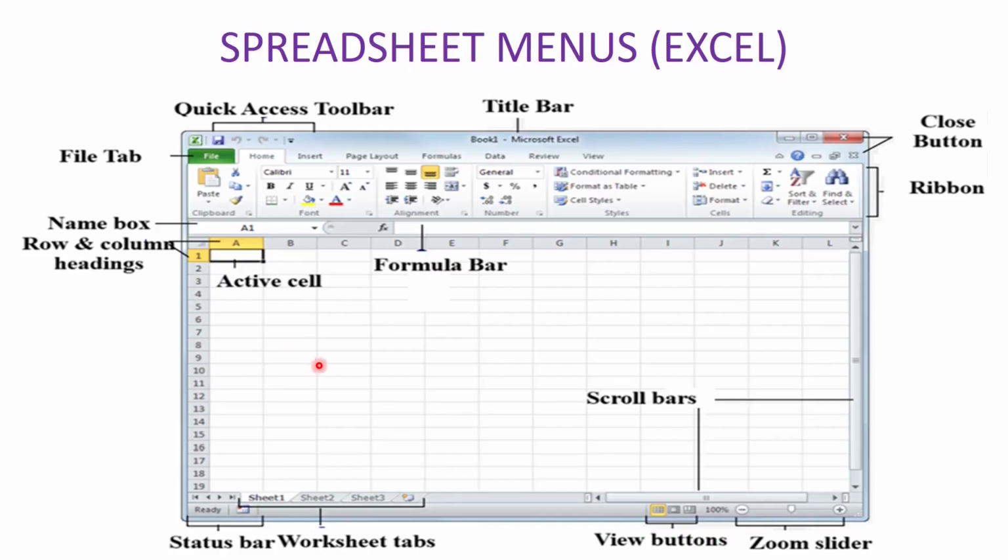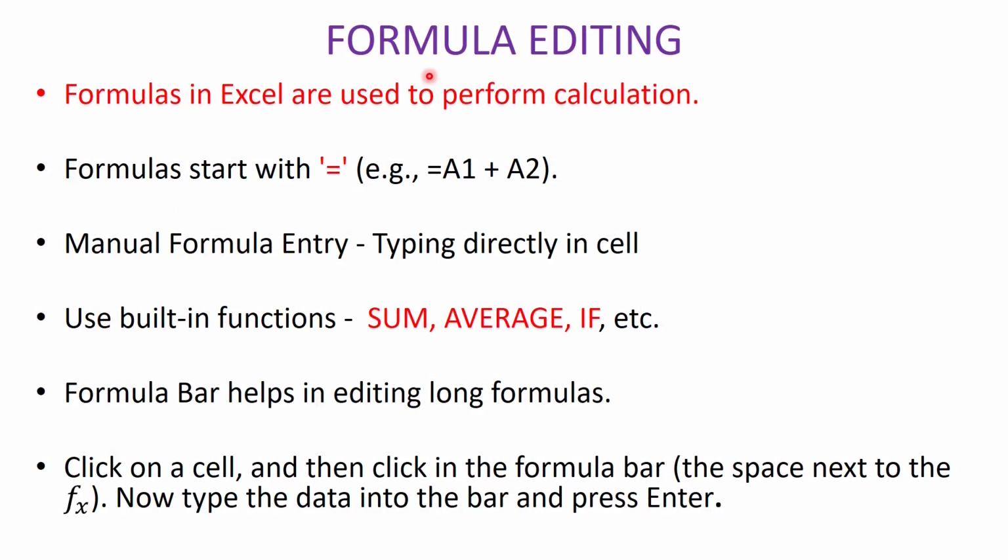And next one is active cell. This is the cell currently selected. It is where any typing or data entry will appear. And next one is formula bar, located next to the name box. It displays and allows editing of the content of the active cell, especially useful for formulas and functions.